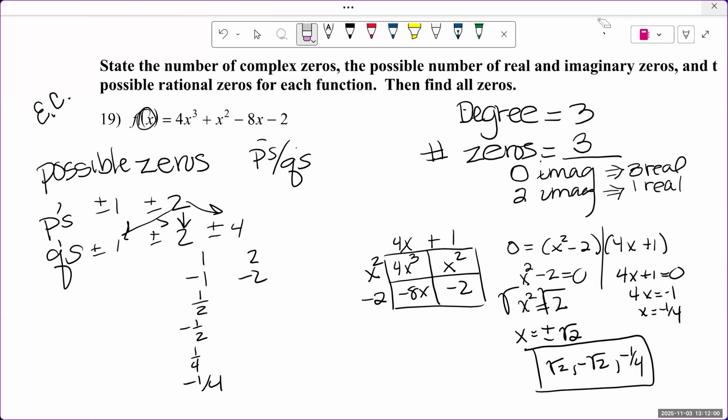Now, I'll give you a hint. On the in-person version, there's going to be a little number right here. Let's say negative 1/4. I've given you a hint. I've told you one of the zeros. So you could do long division or synthetic division to start breaking it down. We can talk about that if you have questions.